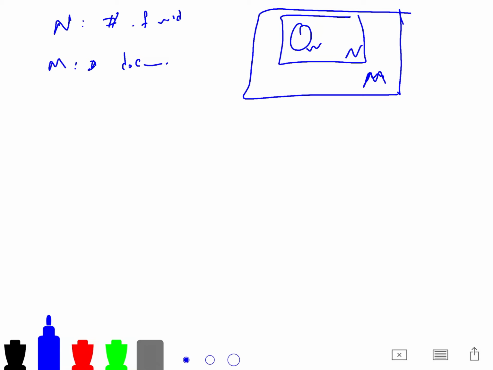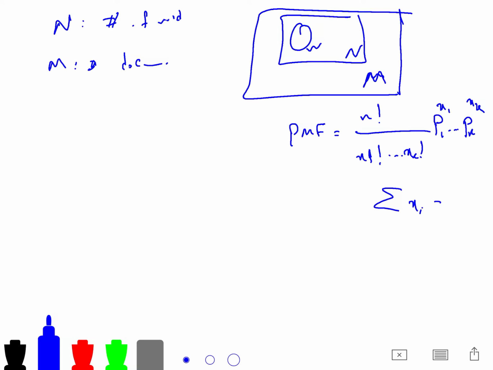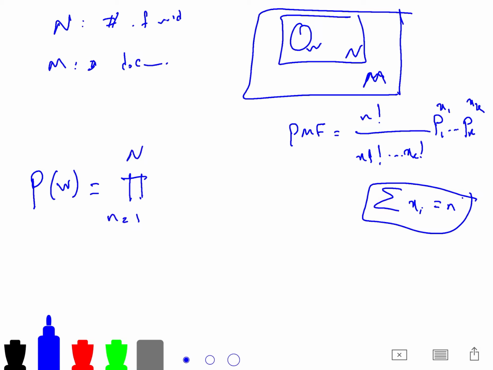And the words of every document are drawn independently from a single multinomial distribution. You know, the multinomial distribution generalizes the binomial distribution, and the probability mass function is just n factorial over x1 factorial, x2 factorial, xk factorial, and p1 to the x1 times pk to the xk. And notice that all of the xi sum to n. And so the probability of W is just the product. Naturally, it becomes the product of different words.